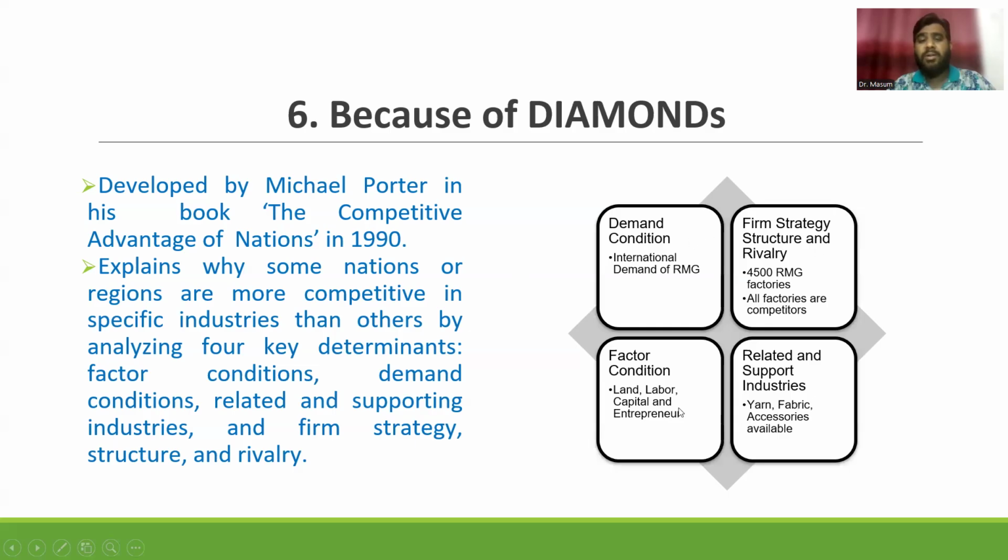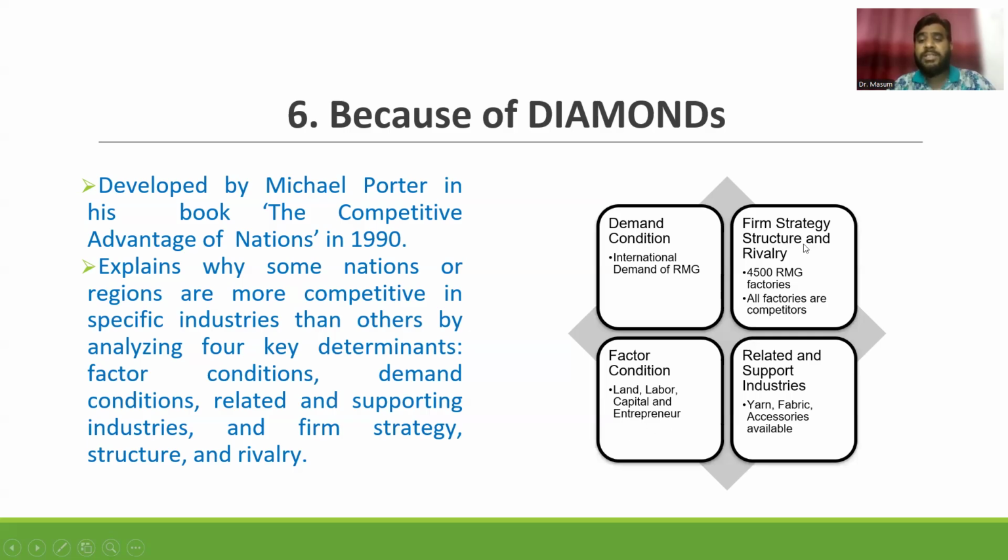So all these factors are in favor of garments production here in Bangladesh. For example, demand condition. We have huge demand. Trump trade will also increase more demand for our garments, international demand for RMG. Then related and supporting industries: we have spinning mills, yarn production, fabric mills, fabric production. We can produce accessories. 60% of our accessories are produced at home. So related and supporting industries are available, and for factor conditions, land, labor, capital, and entrepreneurs are also available for garments production here in Bangladesh.